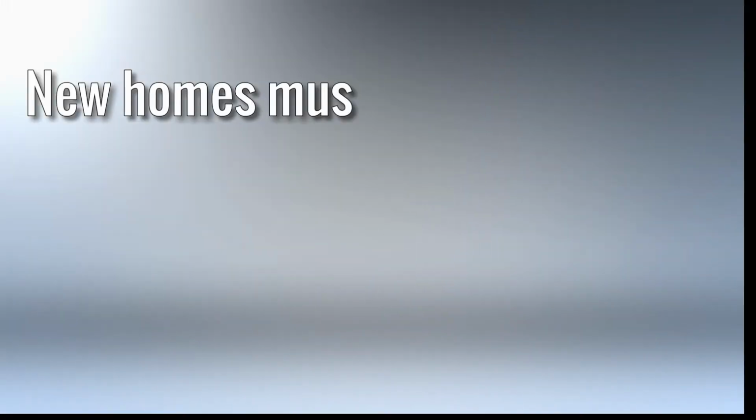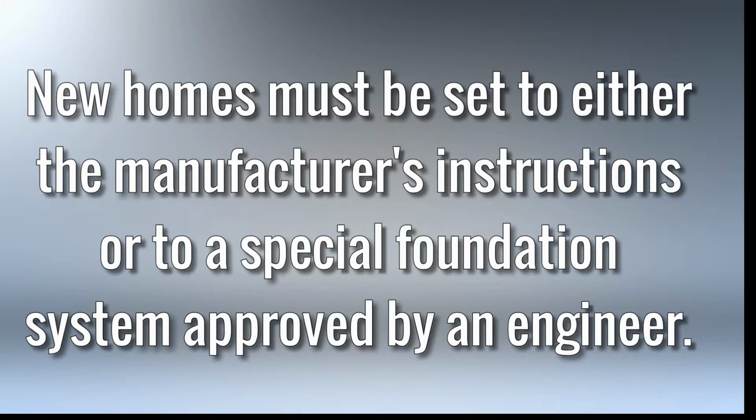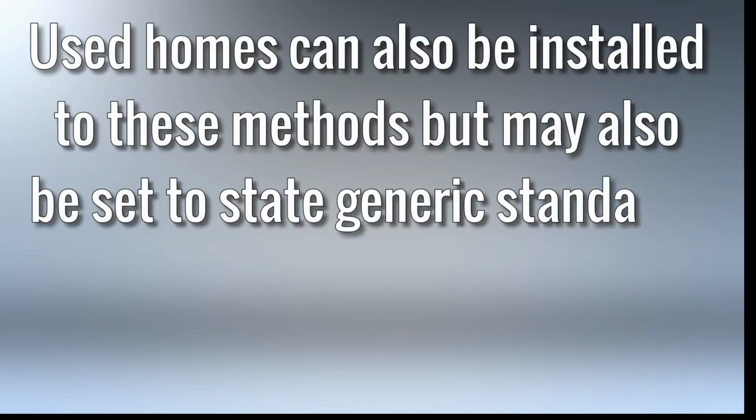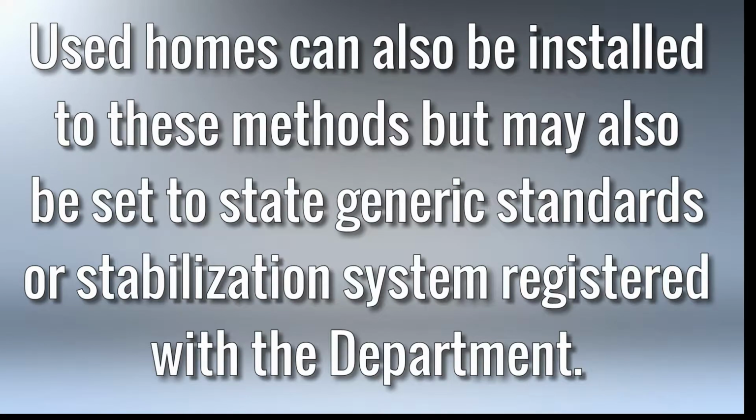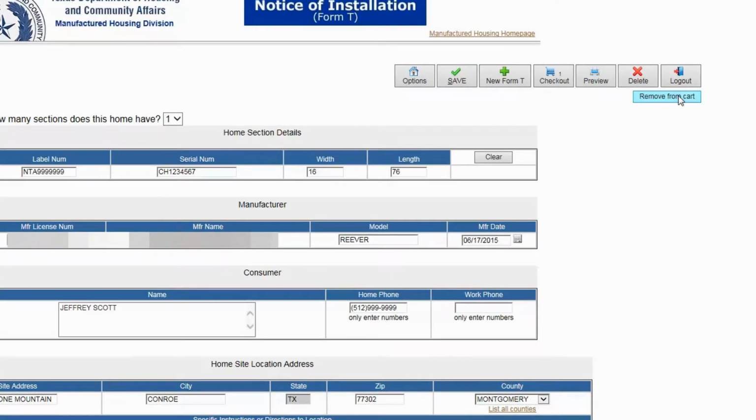New homes must be set to either the manufacturer's instructions or to a special foundation system approved by an engineer. Used homes can also be installed to these methods, but may also be set to state generic standards or a stabilization system registered with the department. When you finish completing the form, click on the Save button. Next, at the top of the page, click the Add to Cart button.